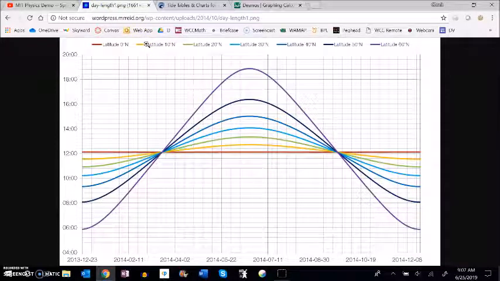Another example would be how long the days are during the year. So this graph is the graph of a year. And you'll notice there's dates down here, from the end of 2013 to the end of 2014. And the different colors depend on what latitude, how far north you are. And this would be the length of the day, sunrise to sunset. And you can notice it makes this nice little sine wave, and the amplitude gets smaller depending on how close you are to the equator.